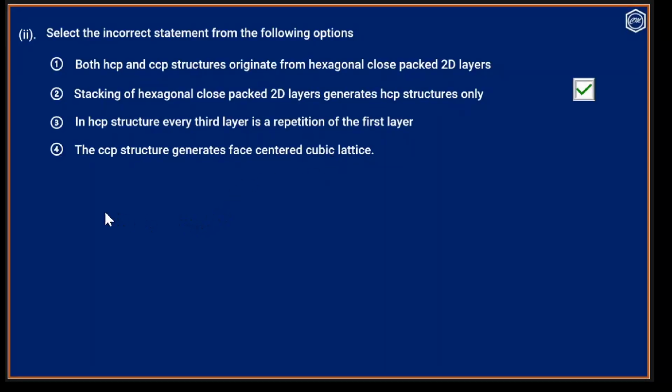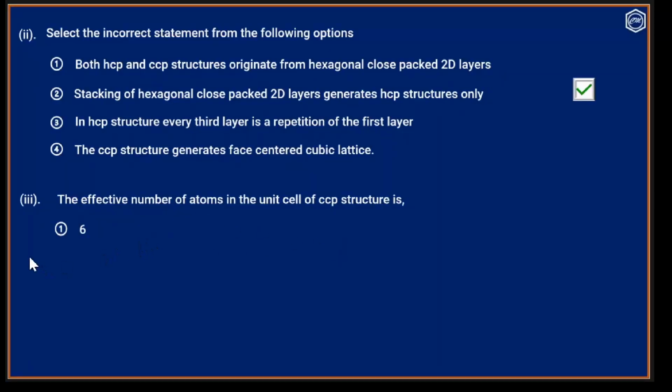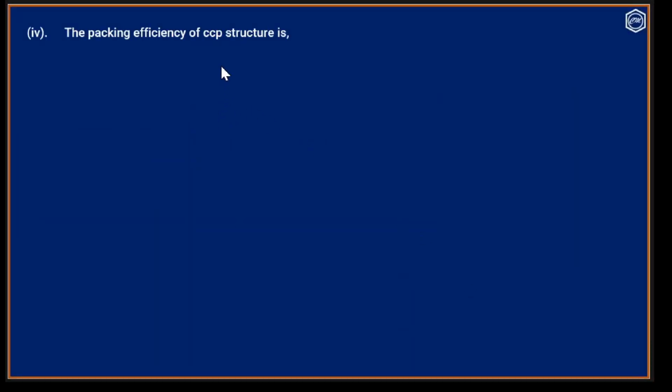The effective number of atoms in a unit cell of CCP structure is 6, 4, 2 or 8. The effective number in CCP is the same as face-centered cubic lattice, so it is 4. The packing efficiency of CCP structure is 68%, 74% or 26%. CCP and HCP are the most efficient close packing structures. In both, the efficiency is 74%.